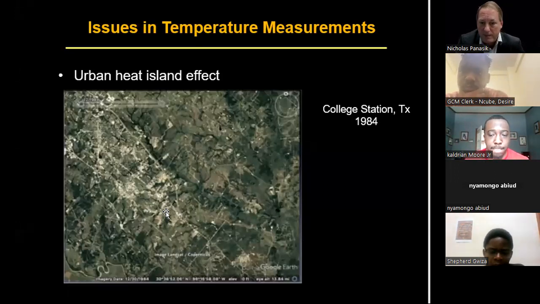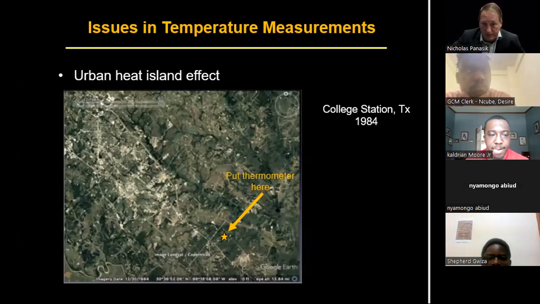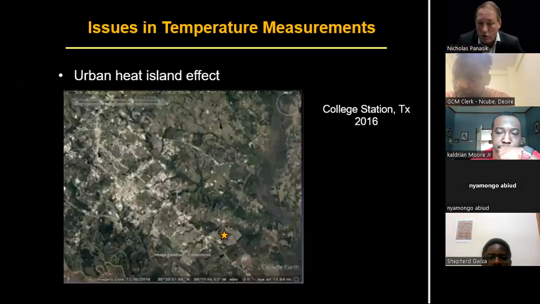This is a satellite map from 1984. Now imagine we stick a thermometer right over here in this fairly rural part that's like a suburb of College Station. Now that's in 1984. Now over the course of time, the city develops, urbanizes, more people move to the city, population increases, they have to build more buildings, have to build more roads.